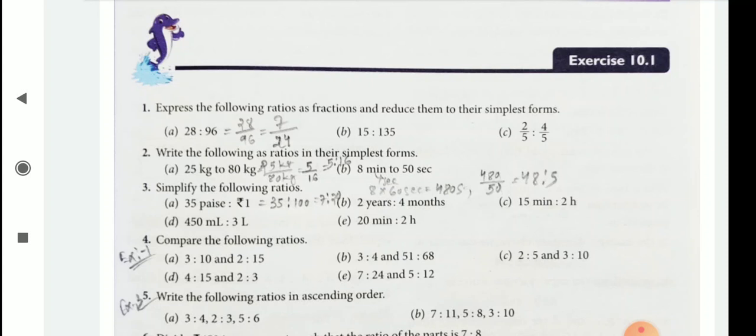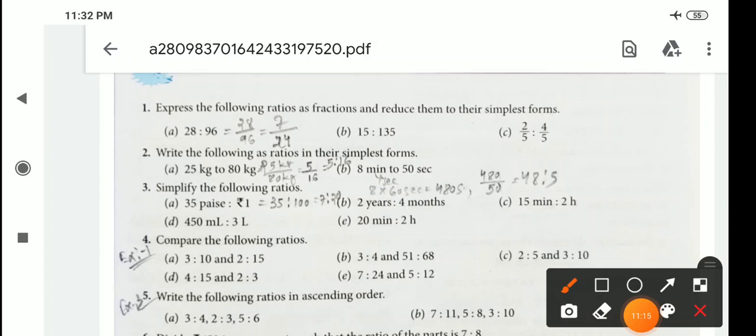Children, here you observe, here minute is given and second is given. Units are different. So what you do? Just convert minute to second, means 8 minutes, just you multiply by 60. Then you get 480 seconds. Then you write fraction mode. Then you get your answer. Simplest form. Okay.